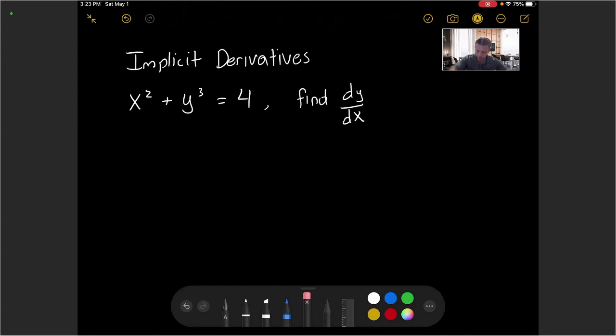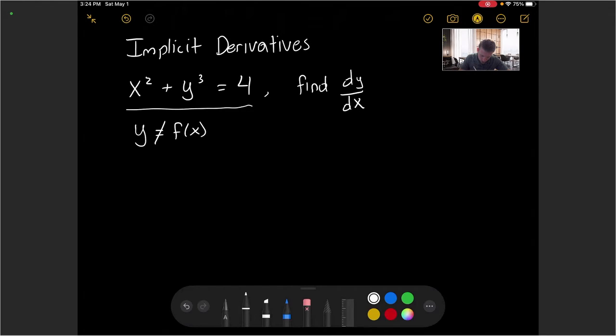We'll see right off the bat that this equation with y's and x's cannot be represented as y equal to a function of x. That is actually impossible to do here. So we're going to have to find a different way than what we've done before to take this derivative. And taking a derivative implicitly is a way we can take the derivative of a function that cannot be expressed explicitly as a function of x. So let's consider this function and how we would want to take its derivative.